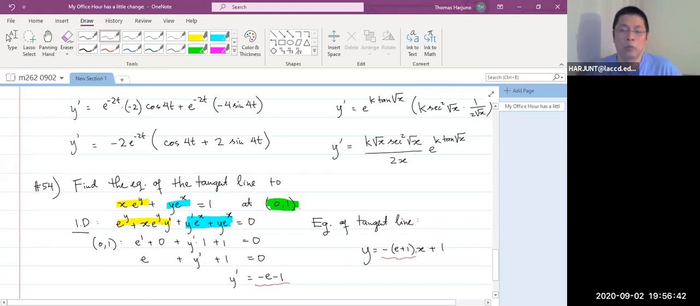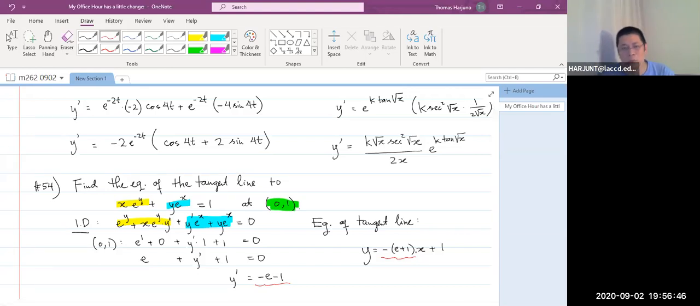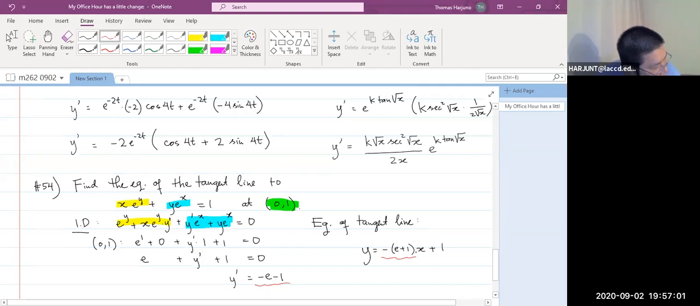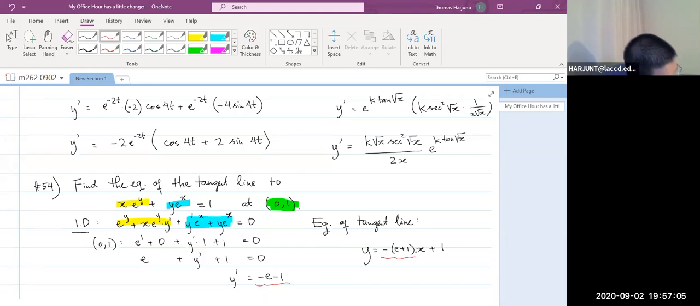Okay, and that's the y-intercept. Otherwise, you need to plug in x equals 0 to find the y-intercept. That's number 54. The next, a lot of questions after this, basically the application of this derivative.